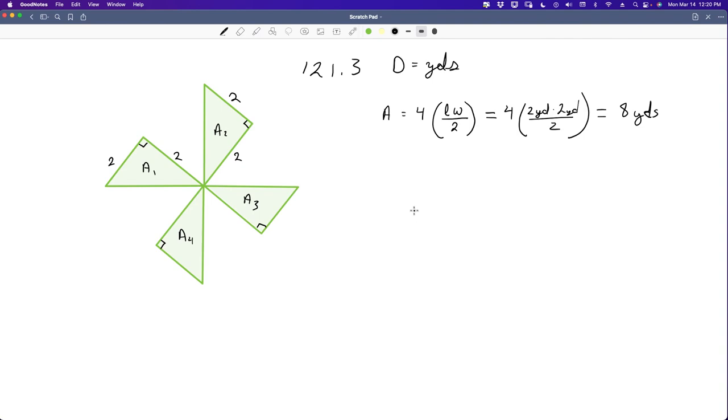So that's how we can use symmetry when we calculate. We use symmetry so that we can calculate faster. Otherwise, we would have had to have done each one of these individually. This is just a faster way to do it, and it's a very common sense way to do it.